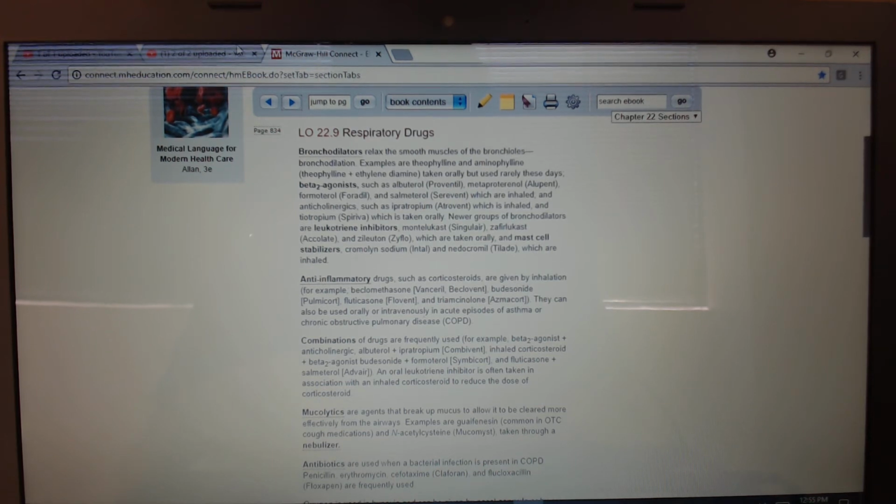Anti-inflammatory drugs such as corticosteroids are given by inhalation. For example, beclomethasone, which is Vanceril, Beclovent, budesonide, which is Pulmicort, fluticasone, which is Flovent, and triamcinolone, which is Azmacort. They can be used orally or intravenously in acute episodes of asthma or chronic obstructive pulmonary disease.